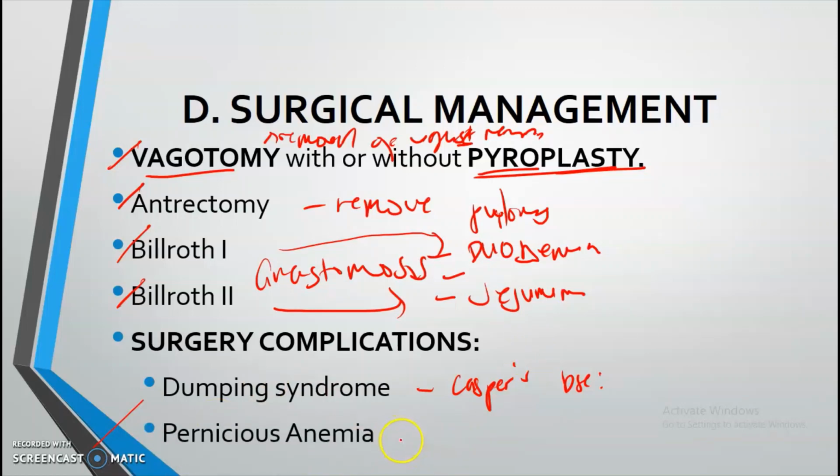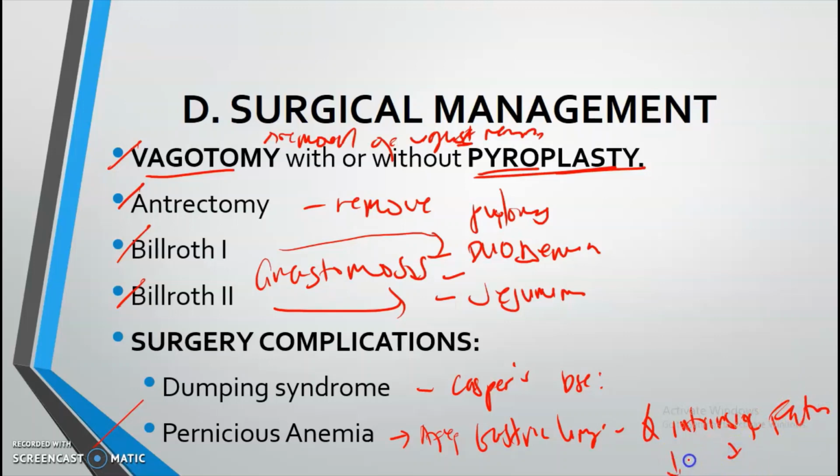Aside from that, patient will also suffer from pernicious anemia. Pwedeng mag-develop ng pernicious anemia since affected po ang ating gastric lining, and affected gastric lining may lead to decreased intrinsic factor, and may lead to decreased absorption of B12. Okay, decreased absorption of B12.